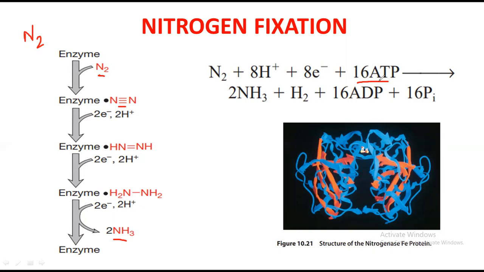The bacteria Clostridium, Rhizobium, Klebsiella and Nitrobacter perform this type of reaction, nitrogen fixation. So this chemical reaction is a type of nitrogen fixation. After that, when this NH3 is produced, it can be used by the reductive amination and glutamine synthetase pathways to incorporate it into the amino acid. Okay, so this was all about that.